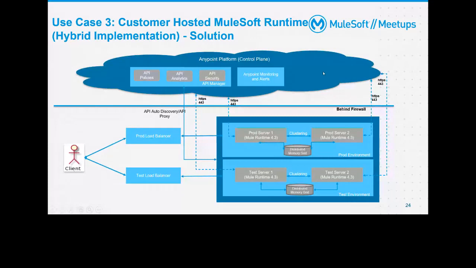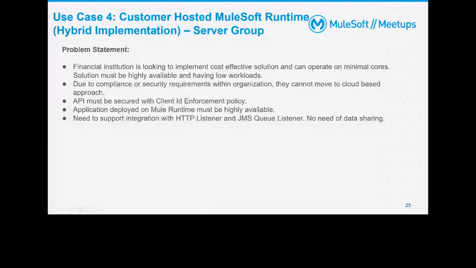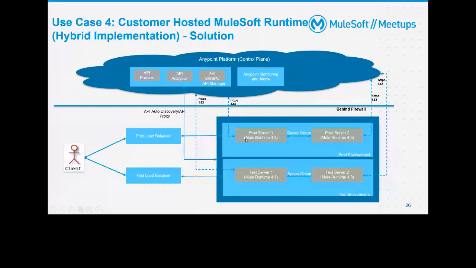Then again, this is the same use case, but the only difference is that there is no need for data sharing. So here I can use the server group. I only have use cases for HTTP listener and queue listener, but there is no need for data sharing, so I can simply use the server group. In a server group, each Mule runtime runs in isolated mode, but they can be connected using the external load balancer. The external load balancer will do the traffic routing to any of the free servers. So the only difference is no data sharing, and that's why I've used the server group. The rest of the things remain the same.